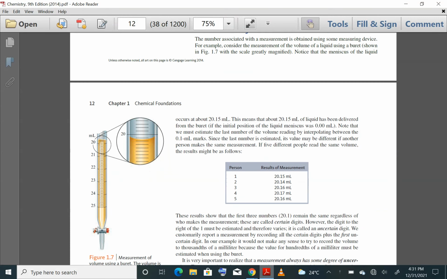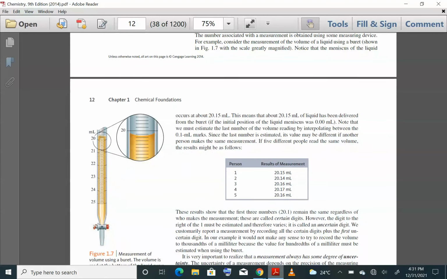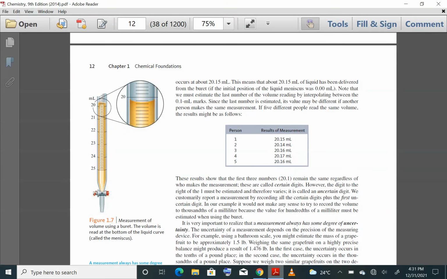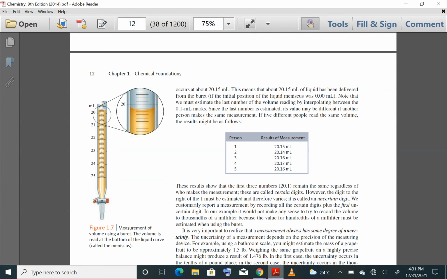So remember here, what we're trying to do is measure the mass, or rather the volume, of a particular fluid. The key thing here is that the volume is going to be read at the bottom of the liquid concave, or what we call the meniscus. So we are focusing on the diagram on the left. You see that meniscus, on either side it's up, then it goes down. So when you're taking your measurements, you use the bottom part of the meniscus.